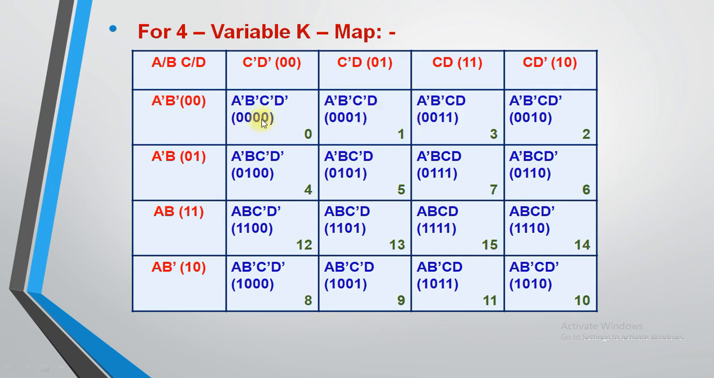Now it's time to write the combination of the truth table over here. So 0, 0, 0, 0. That is the first combination in the truth table. That I need to write in the 0th cell. Then 1 combination, then 2, then 3. In this way you need to write the combinations.